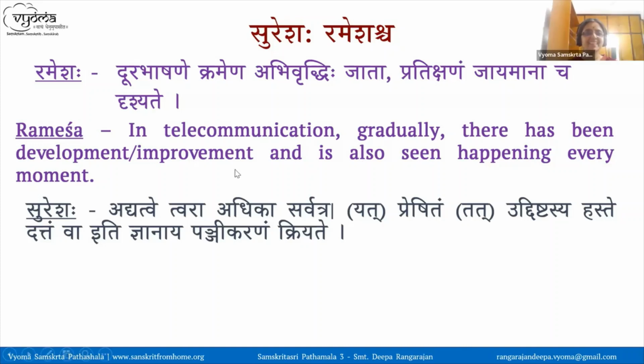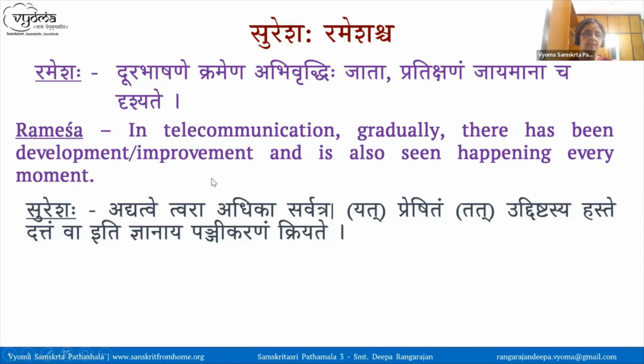No, so the first part is about telecommunication. Then he switches over to another topic. This adyatve tvara adhika sarvatra is an independent sentence. There is urgency, and then this is the next thought. In the textbook, yat and tat are not given. Preshitam uddishtasya haste dattam va iti jnanaya panchikaranam kriyate. What has been sent, whether it has reached. So he's just enlisting the facilities that are available in communication.